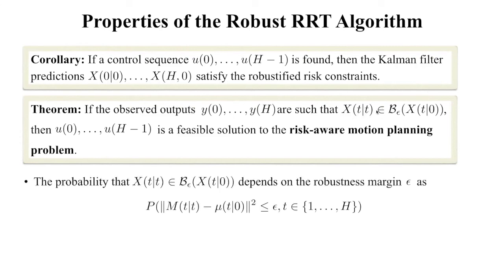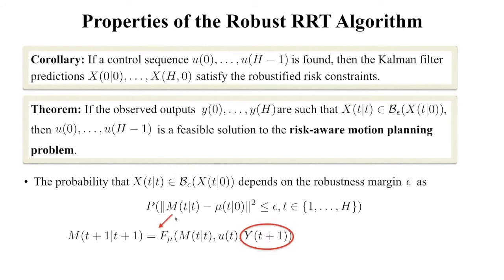And in the paper, we show that the probability that this actually holds, this inclusion here, depends on the robustness margin epsilon according to this equation. So we have the norm of some function m, I'll define it in a second, minus the mean of the Kalman filter prediction squared is smaller than epsilon for all t. So by choosing larger margins, we increase the probability that this holds.